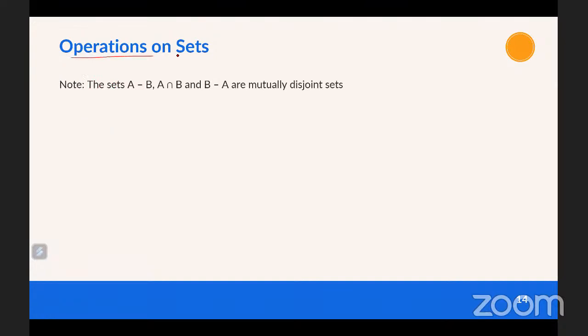Now, a very important thing to notice: A minus B, A intersection B, and B minus A are mutually disjoint. I don't know if you know what disjoint sets are, but I'll explain it here once more. Disjoint sets are the sets which have no common element. So suppose we have a set X and a set Y. It will be disjoint when there is no overlap between the sets. What does overlap mean? Overlap means they have a common element.